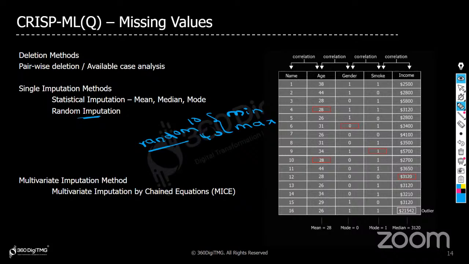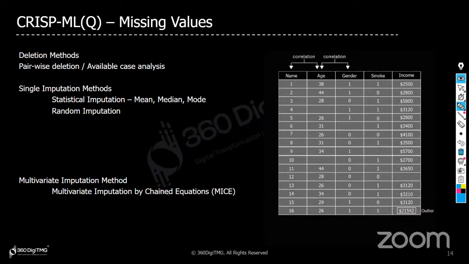So statistical imputation consists of mean, median, and mode, and I have told you when to use which type of imputation based on the data. The second one is random imputation. When you want to work with random imputation, you first find the minimum and maximum, and based on that, you select one value randomly and go for random imputation. And what is the next one?